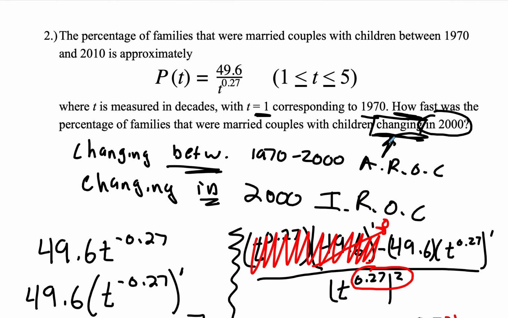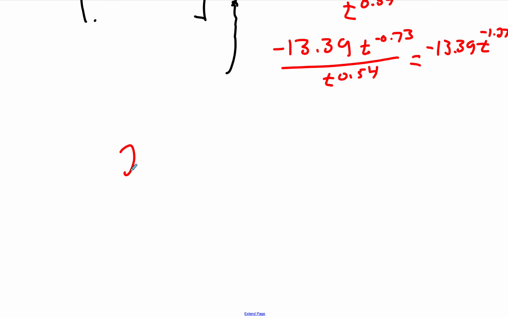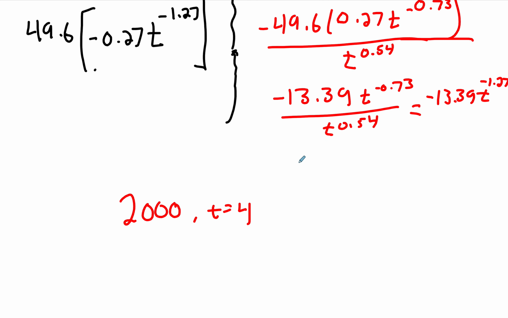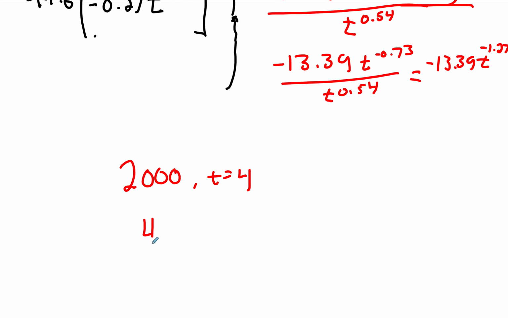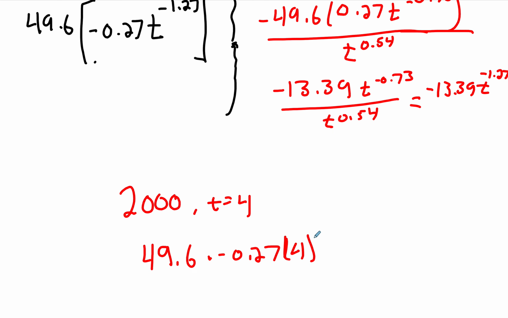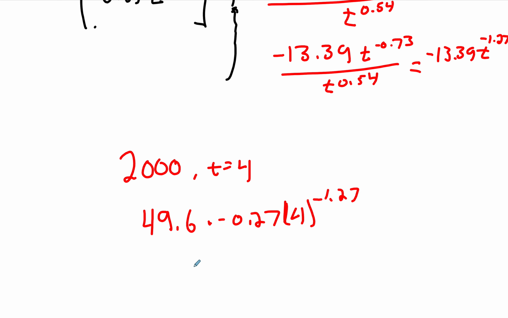But now I'm in 2000. So in 2000, t is equal to 4. So for the purposes of this quiz, all you had to do was show me something like this. Show me plugging in the 4. Or you could have done negative 13 point, whatever we got for that.